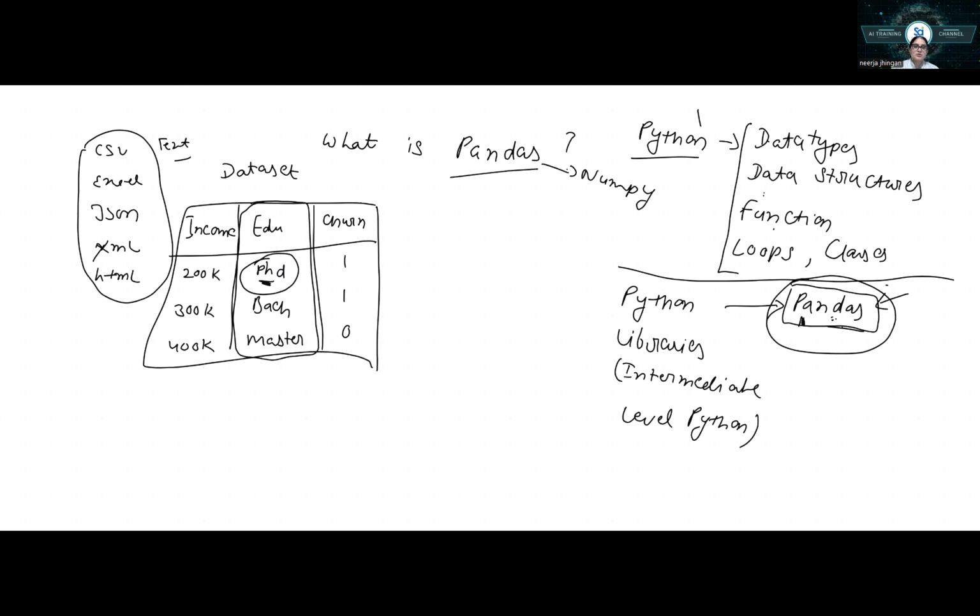Now, if I'm asking you, can you filter out the data whose income is greater than this one, right? Can you add one more row of data into this, whose income is 500K? He has done a PhD and he is not going to churn. So how would you add this data into your existing data? This is actually called data manipulation. Maybe you want to delete the data whose income is less than 200K. This is also data manipulation. So these are all methods you are going to perform using pandas.